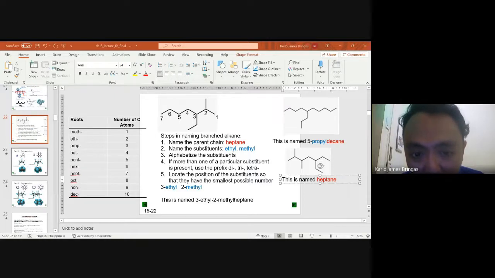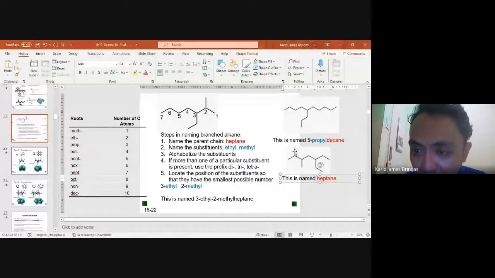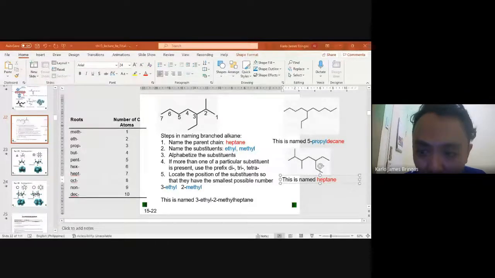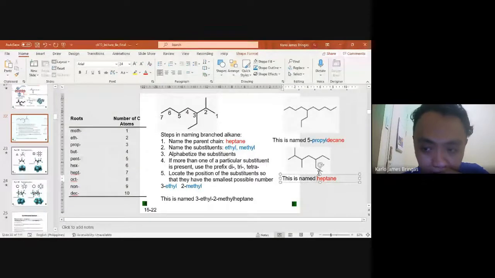So ang names nila is, meron tayong methyl. So this is methyl over here. And this one over here is also methyl. Methyl rather. And finally, this one is ethyl. Now notice, meron tayong dalawang methyl na present. This one here and this one over here.